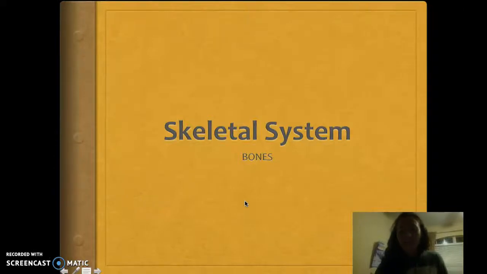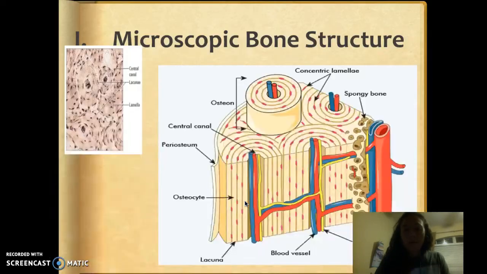Hi. So this is the lesson that we're going to be learning about, and this is the skeletal system. We just got done with integument. So now we're going to go right, well, we skip muscles, and we're going to go into your bones. We're going to start microscopically and then work our way out.